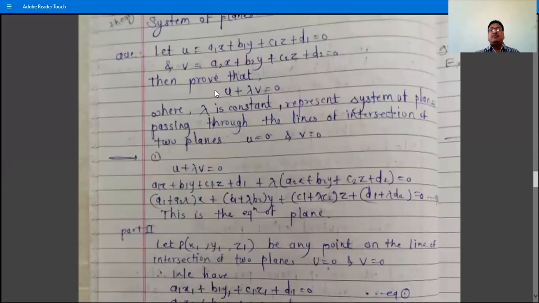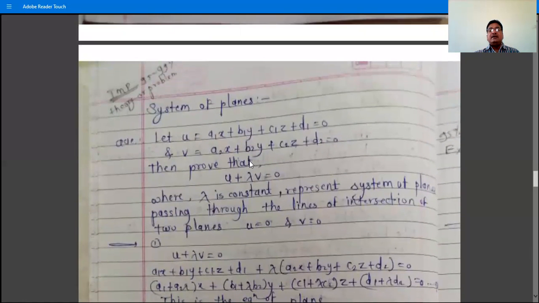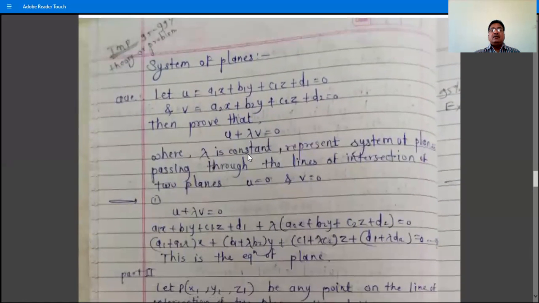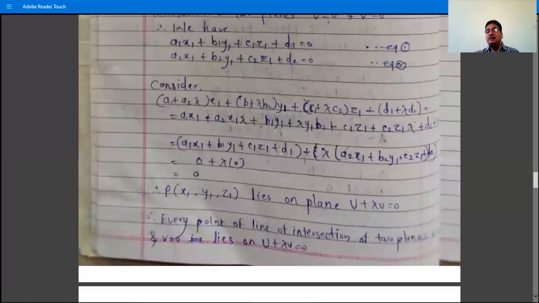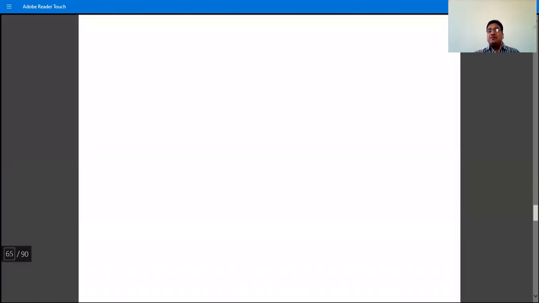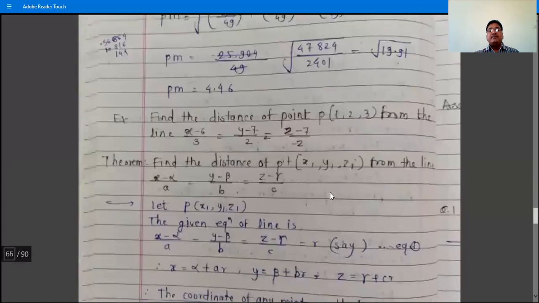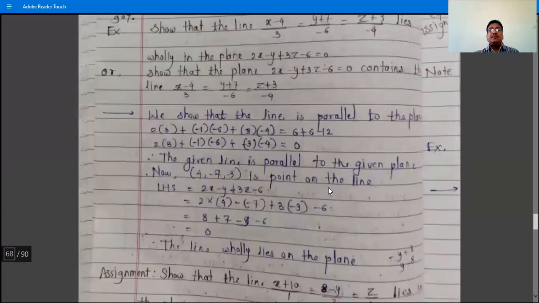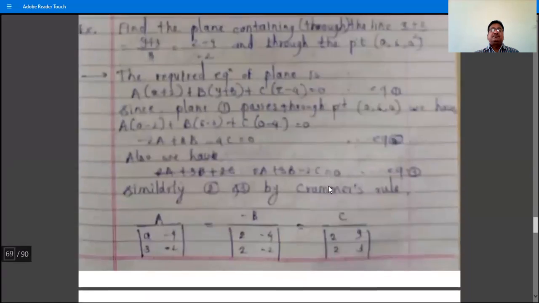This is the system of planes, which means that if we change the value of lambda, we get different planes passing through the line of intersection of these two planes. The intersection of two planes is a line, and another plane passing through that line is U plus lambda V is equal to 0. A similar topic is here: the equation of a sphere passing through the circle of intersection of a sphere and a plane.